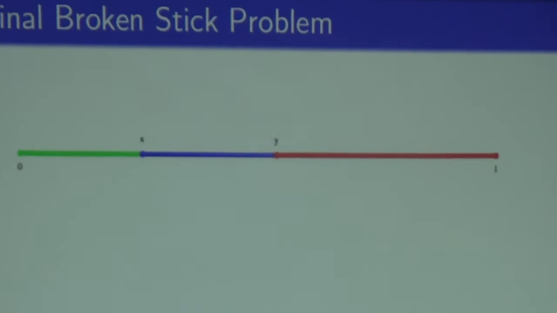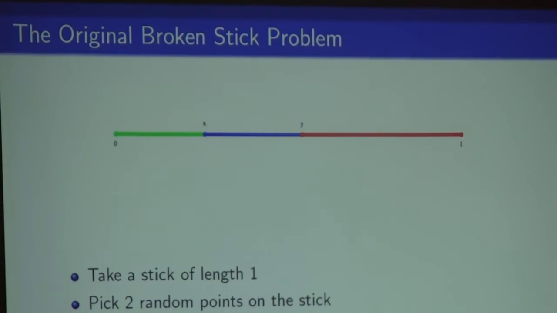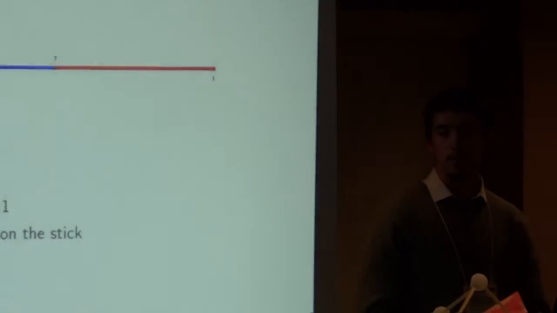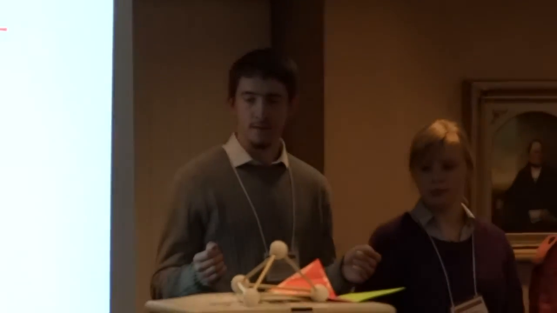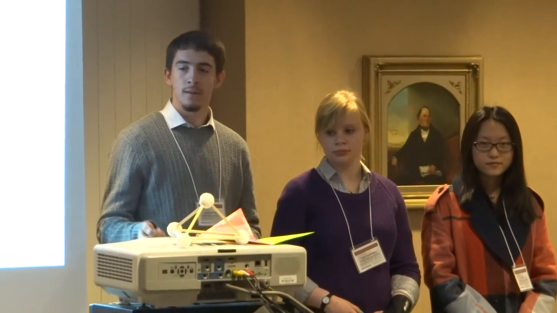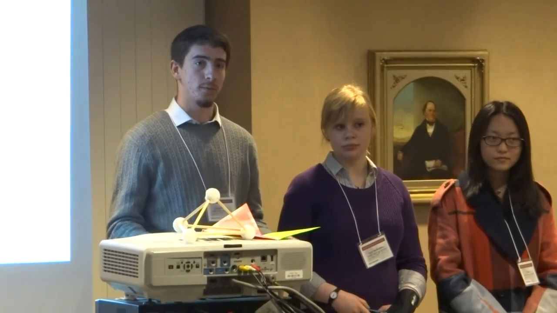Okay, so like Yulia said, our project is based off of what we call the original broken stick problem, which is as follows. Take a stick of length 1, or really any length, and you pick 2 random points, x and y, on that stick. Now, you break that stick at those 2 points, giving you 3 pieces, and you try to form a triangle. Now, it's not always possible to form a triangle, so our question is, what is the probability that the 3 pieces will form a triangle? And this was brought up by an exam in Cambridge University in the 1850s.